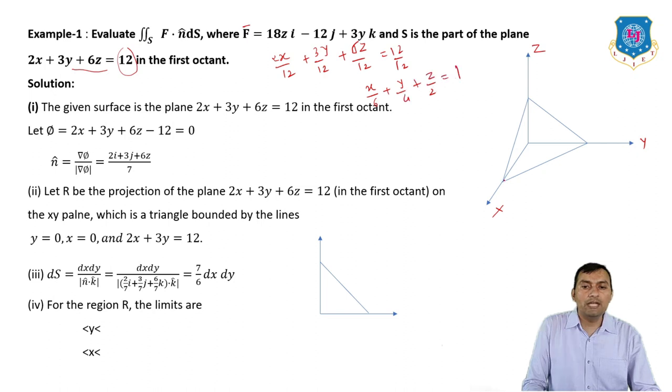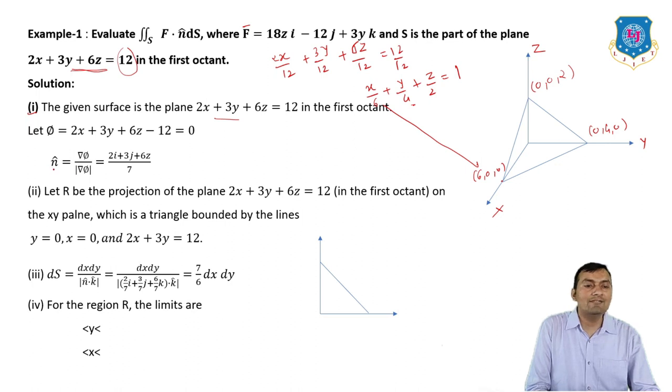So here the coordinate on the x-axis will be (6, 0, 0), on the y-axis it is (0, 4, 0), and on the z-axis it is (0, 0, 2). So this is our figure. Here the surface integral is over the plane, in the first octant. Let phi equal x plus 3y plus 6z minus 12 equal to 0. So this is the surface.